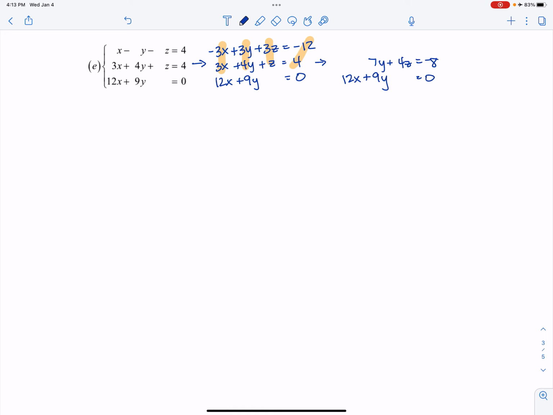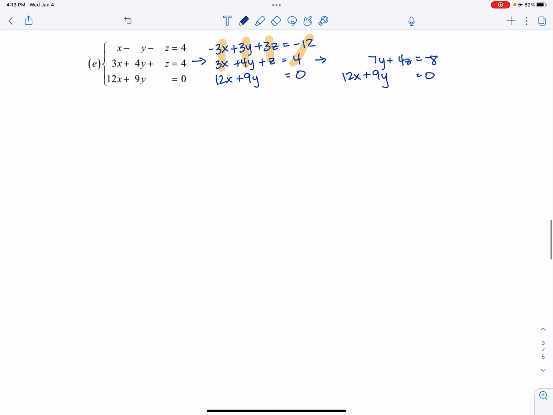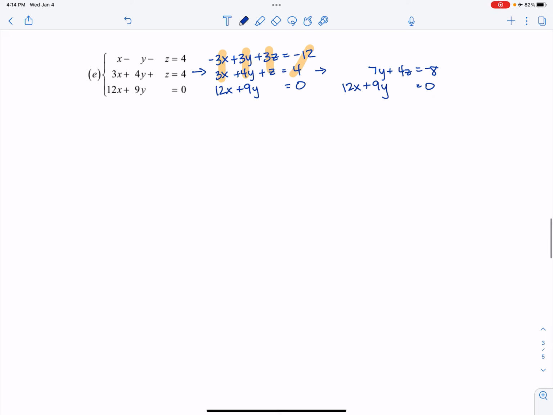And then the top row, instead of leaving it, I'm going to multiply it by negative. That way it's positive again. So we'll have 3x minus 3y minus 3z equals 12.